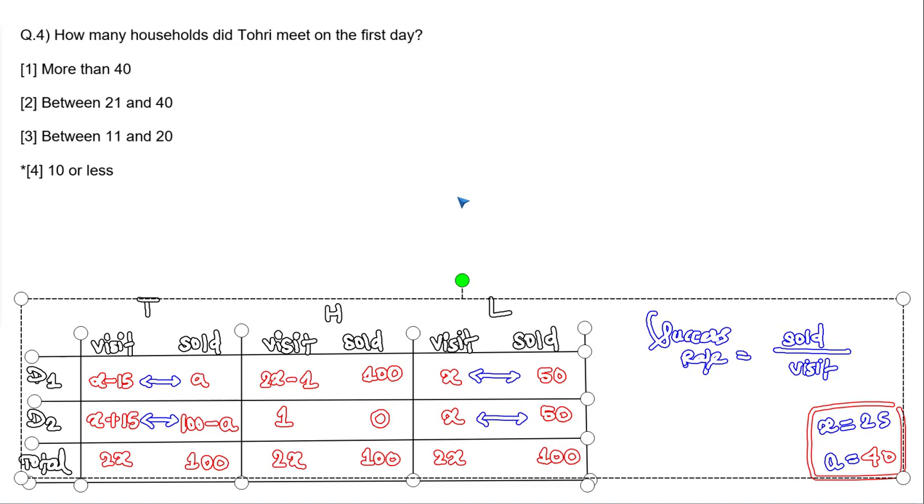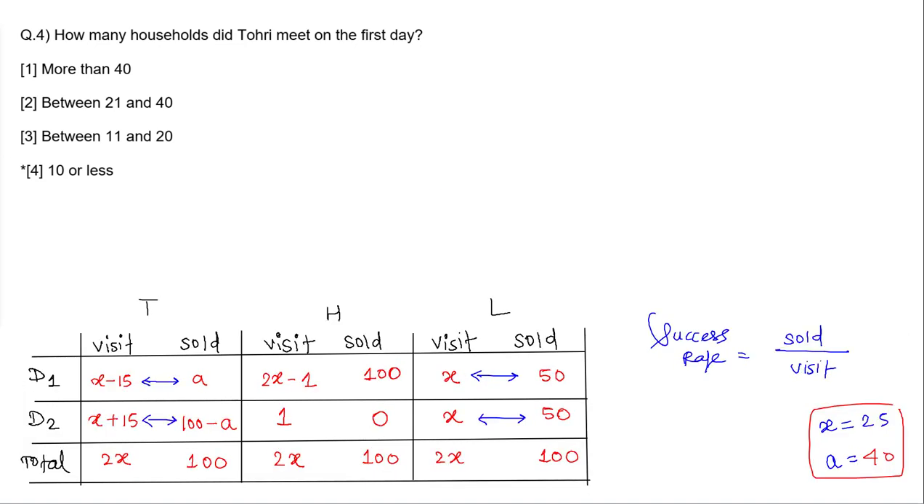Question number 4. How many households did T meet on the first day? The answer is x minus 15. That is equal to 25 minus 15 is equal to 10. So the best possible option is option 4.